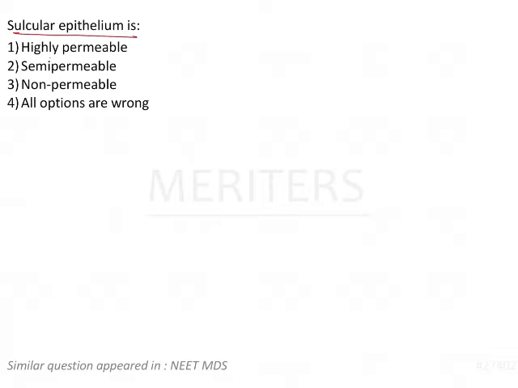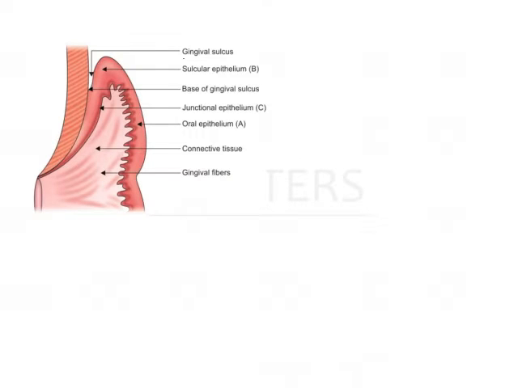Circular epithelium is highly permeable, semi-permeable, non-permeable, or all options are wrong. So we are talking about the gingival sulcus and the circular epithelium. Let's try to understand the anatomy of the gingival sulcus.